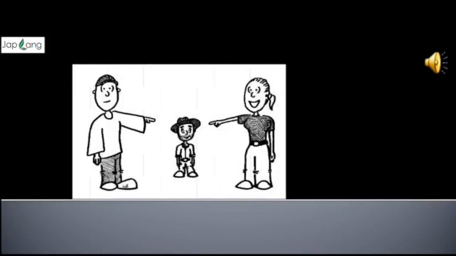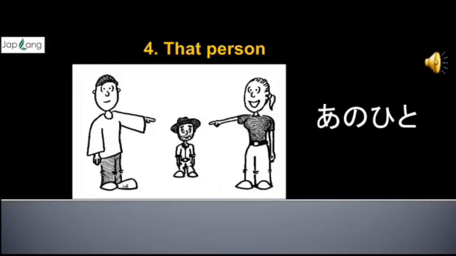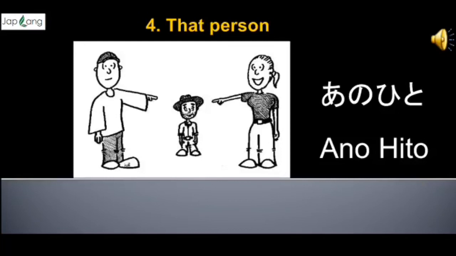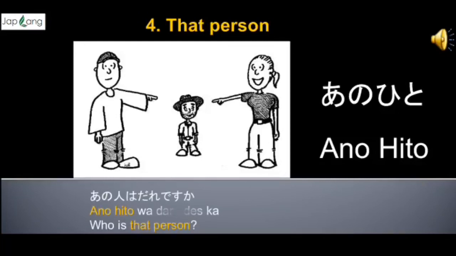Next we go to that person. In Japanese we say anohito. Anohito. And we can remember it with an example sentence. Anohito wa dare desu ka? Anohito wa dare desu ka? Who is that person? So anohito is that person. Alright, we go to next.